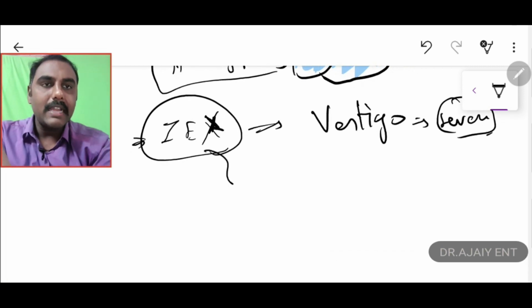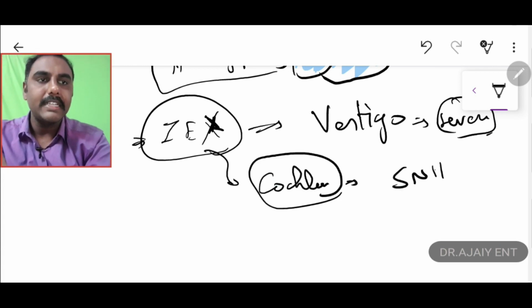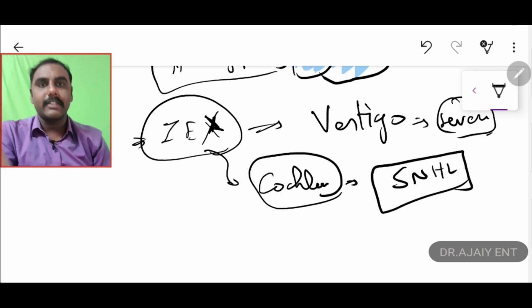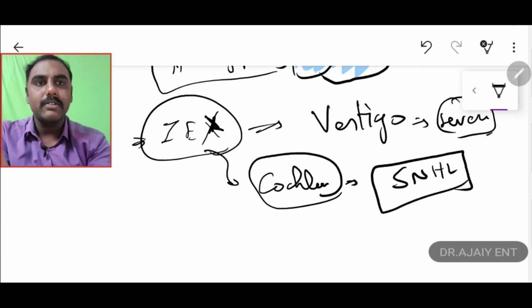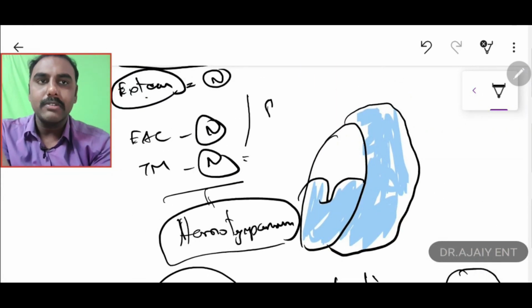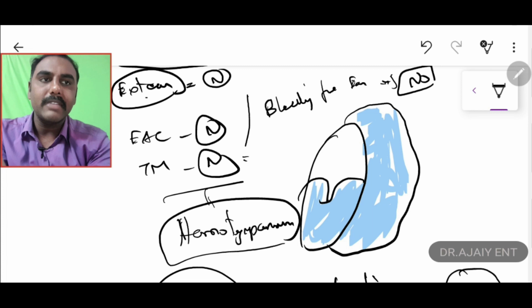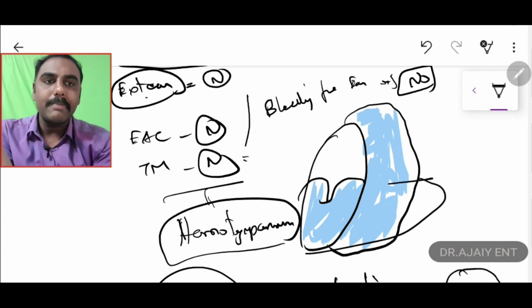Okay, and what will be the type of hearing loss? The patient's cochlea is also damaged. So the patient is now going to present with a sensory neural pattern of hearing loss. Okay, so sensory neural pattern of hearing loss, severe vertigo, and in this case the external ear is normal, the tympanic membrane is normal. So will there be any bleeding from the ear? Bleeding from the ear will be absent. There won't be any bleeding from the ear, but there will be hemotympanum.